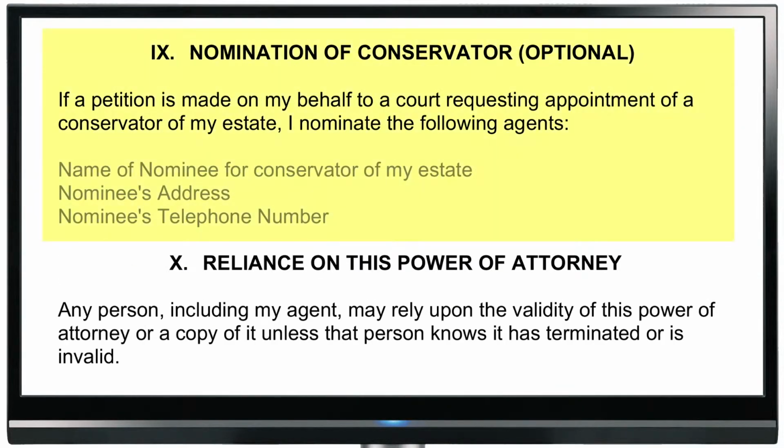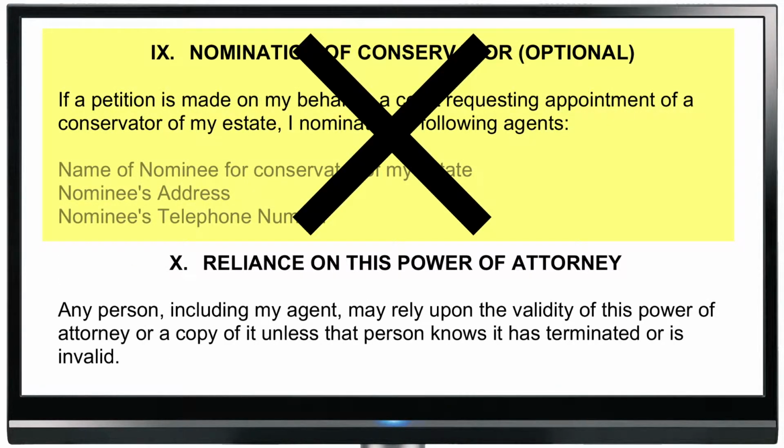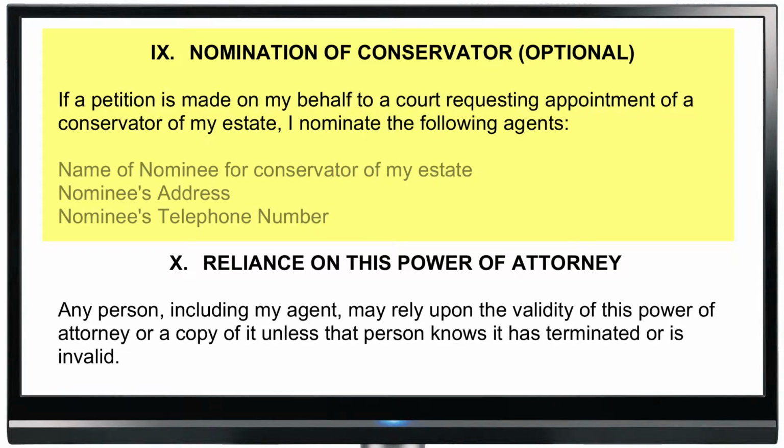If the senior does not designate a conservator, you can delete that section. All unused sections can be omitted. We highly recommend that a conservator is named.